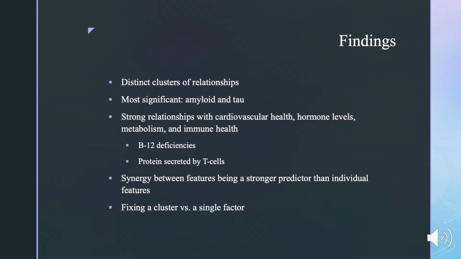Additionally, they did note that individual predictors are weaker than clusters of variables combined. Therefore, one reading this article that may be deficient in B12 or deficient in a protein secreted by T cells in the immune system hopefully does not jump to the conclusion that they may be at risk of developing this neurodegenerative disease because of just one deficiency they may have.